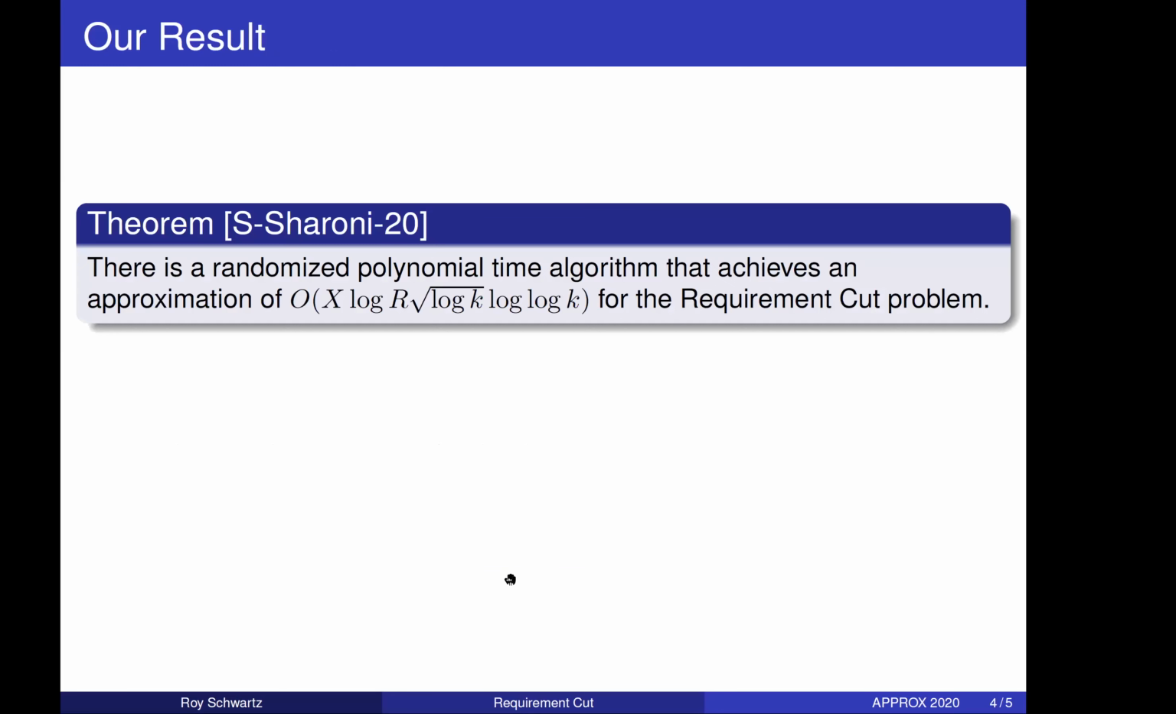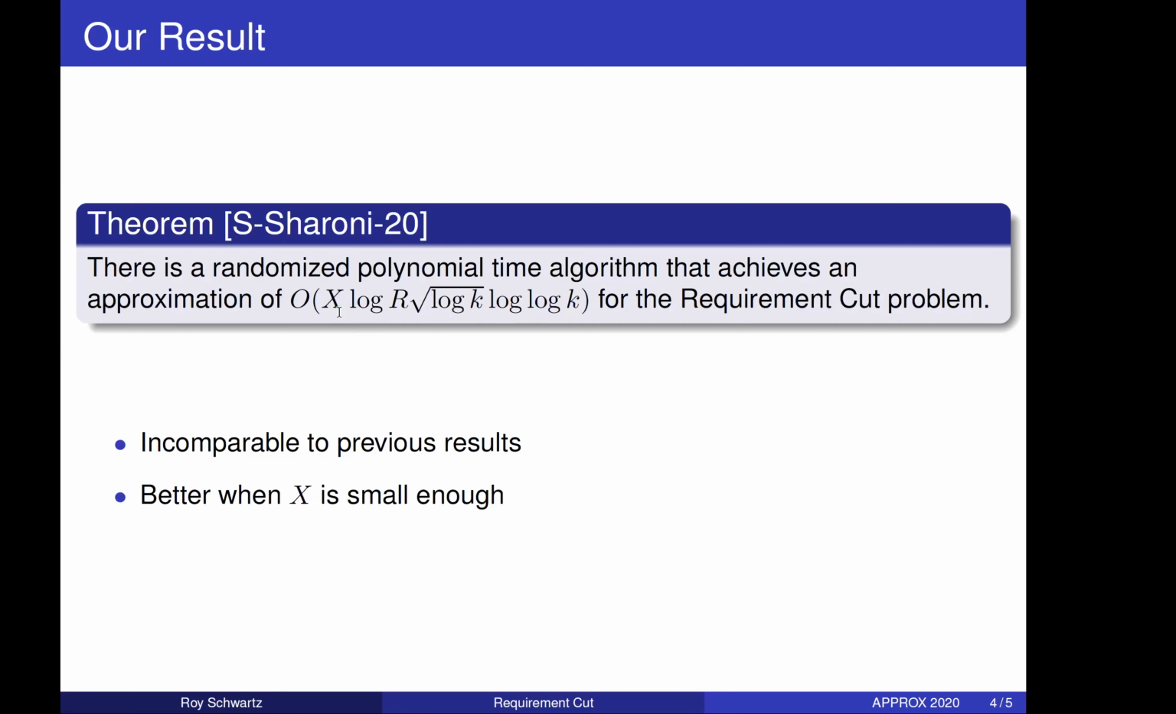We present a randomized polynomial time algorithm that achieves this approximation, and I'll go over this slowly, so it might look very long. So ignore this X for the moment. We have log R as in the original work, and instead of log k, we have square root of log k times log k. So up to this log factor, we shaved a factor of square root log k compared to previous work. However, we lost a factor of this capital X, which is the size of the largest group. Not the sum of the sizes, but the size of the largest one.